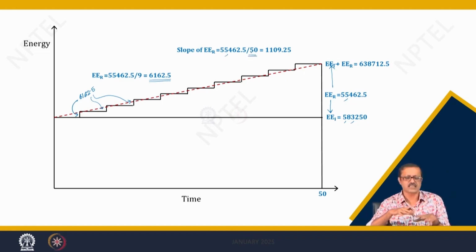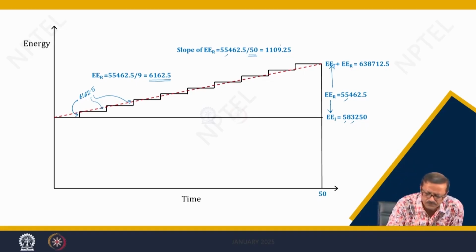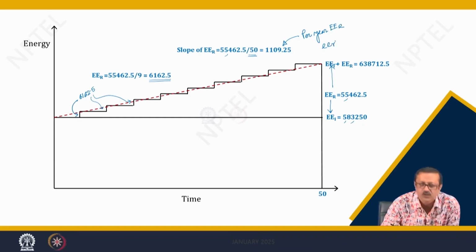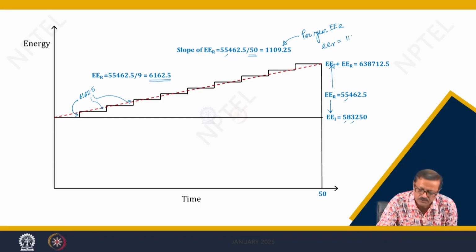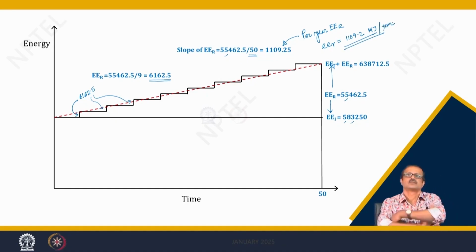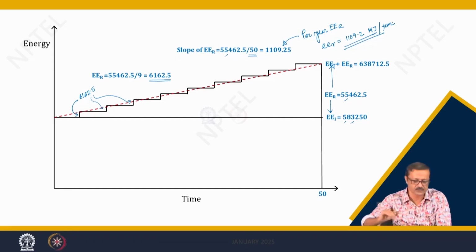So, I may say that per year, out of this 50 years, the small ER, the per year recurring energy, is this much megajoule per year. Okay. So, that is defined by this dotted line.